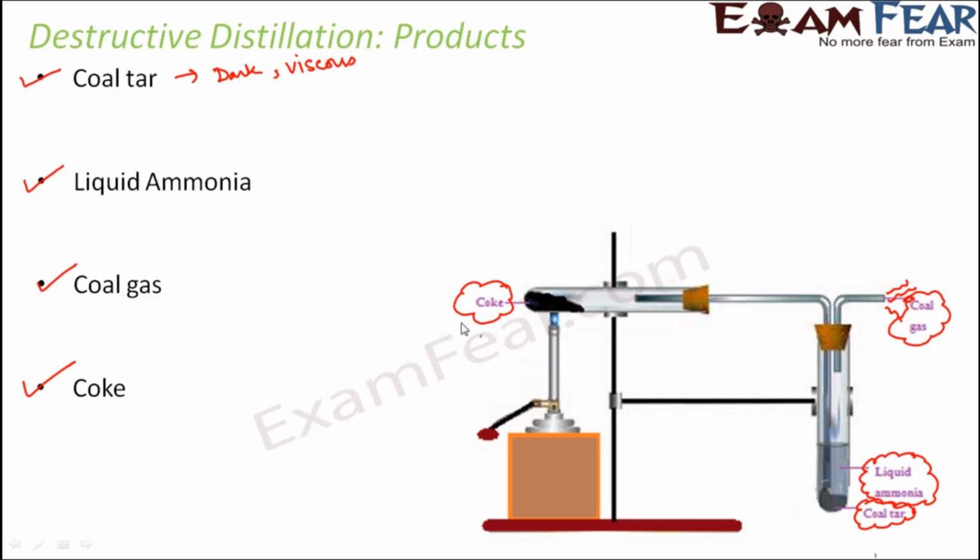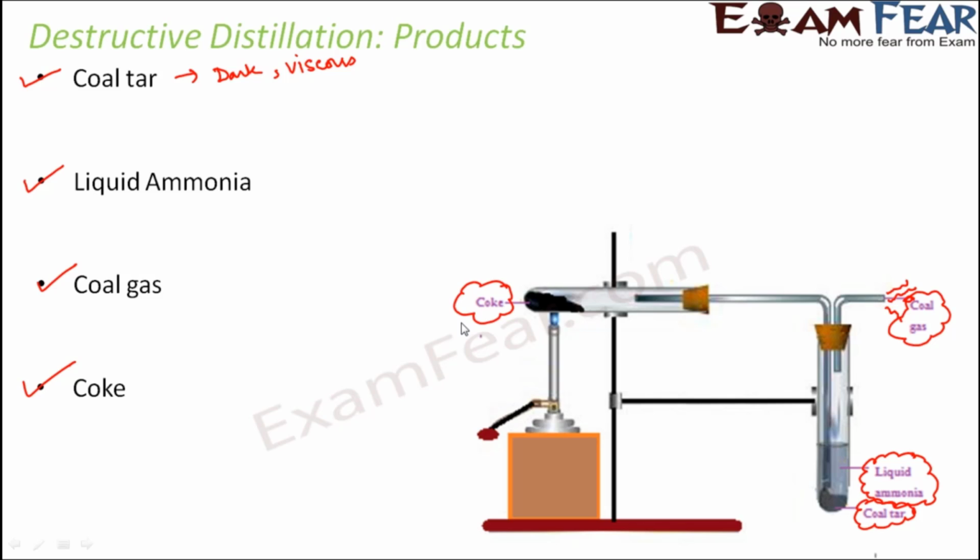Now why is it called destructive distillation? Because we have destructed the coal. The coal is no more there. But instead of coal, we have so many different useful products: coke, coal gas, liquid ammonia, coal tar. So we got 4 different products from coal.